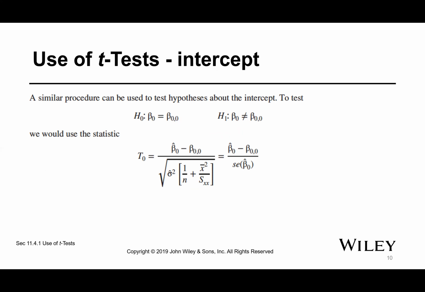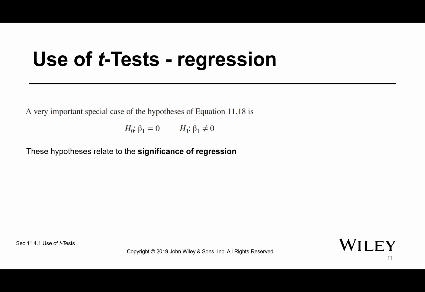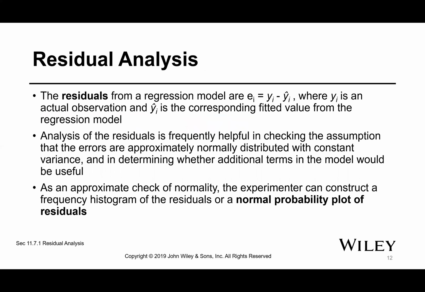We can do the same thing for the y-intercept and again use the test statistic to reject the relationship if none exists. And then finally, you could do a special case where you're just looking to say, is there a significance of the regression? Does a linear relationship even exist? And in some cases, it doesn't. And so in those cases, you would have a t-test that shows that there is no regression at all.